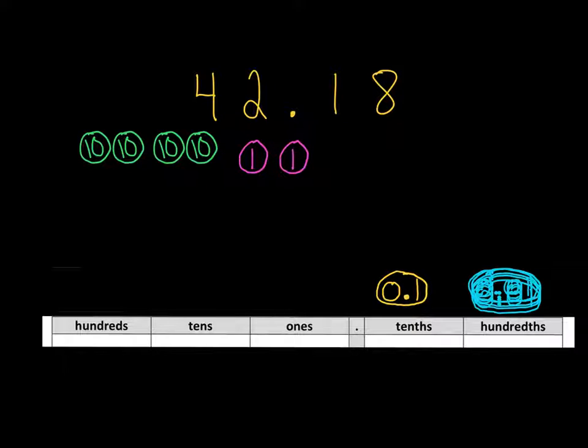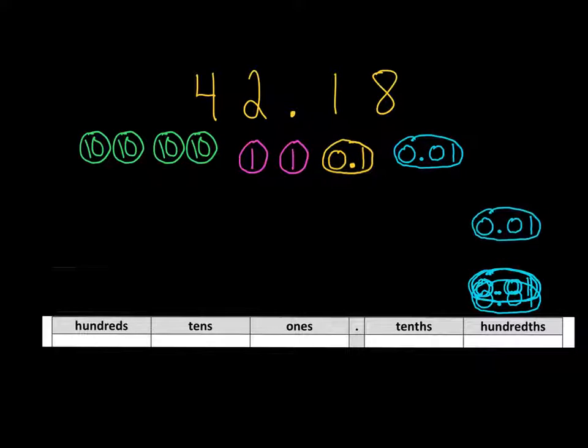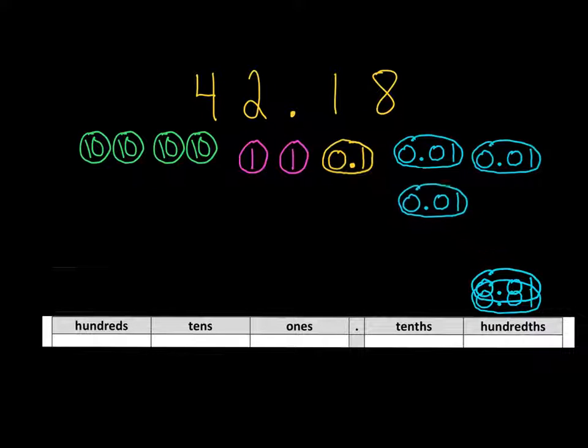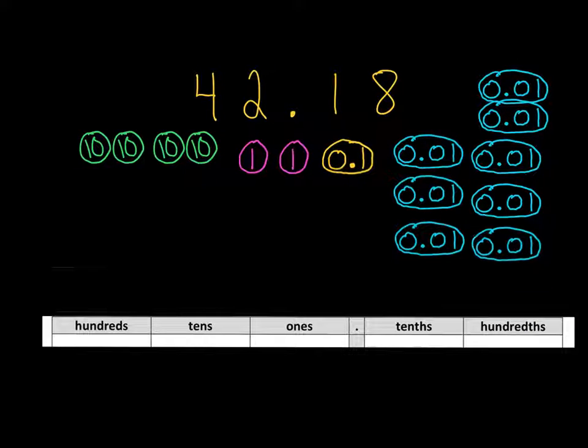How many tenths do we have? Well, we just have 1 tenth. And now how many hundredths do we have? Well, we have 8 copies of the hundredths. So we have 1, 2, 3, 4, 5, 6, 7, 8 copies of hundredths. So how is this all going to look?